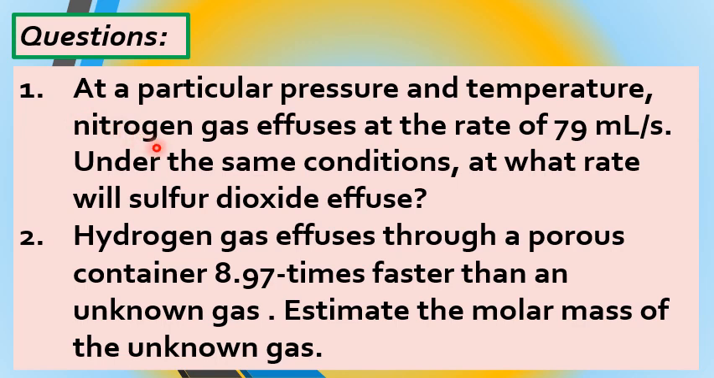The questions are: number one, at a particular pressure and temperature, nitrogen gas effuses at the rate of 79 milliliters per second. Under the same conditions, at what rate will sulfur dioxide effuse? Question number 2. Hydrogen gas effuses through a porous container 8.97 times faster than an unknown gas. Estimate the molar mass of the unknown gas.